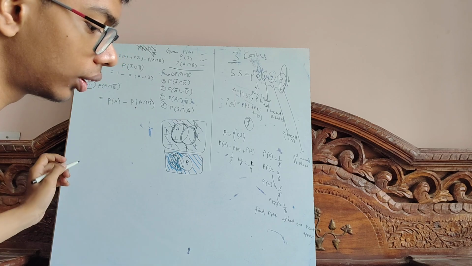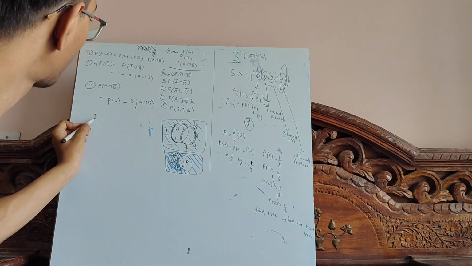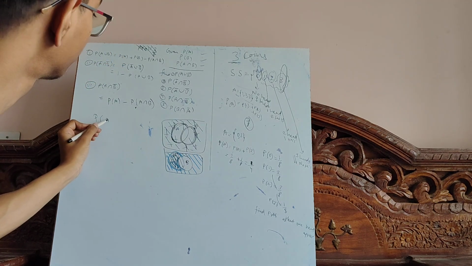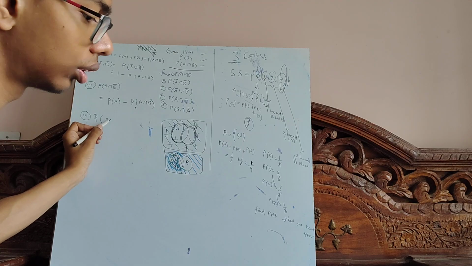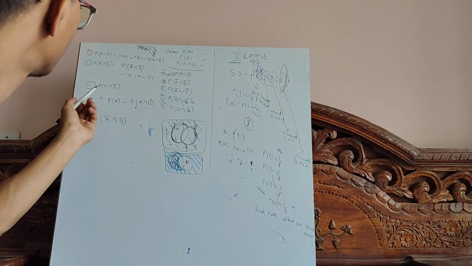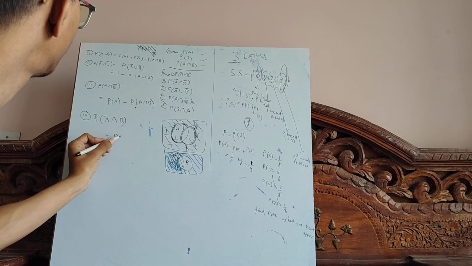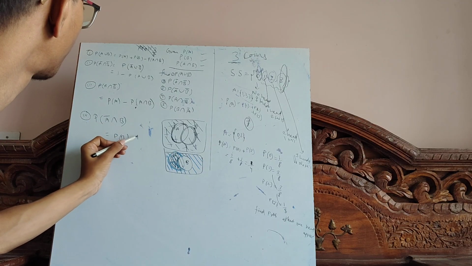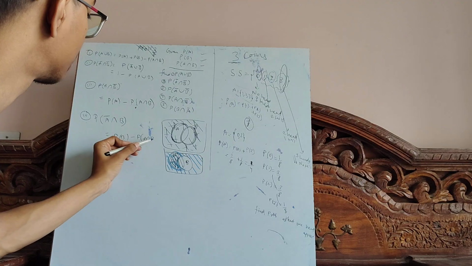Now next is probability of A complement intersection B. So the same thing we will apply: probability of B minus probability of A intersection B, right?